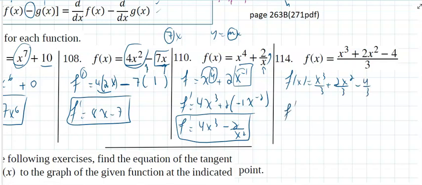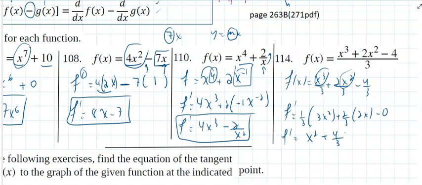And when you take a derivative, I ignore the 1/3, that's a constant. Bring the power down, subtract 1 from the power. Bring the power down, subtract 1 from the power. And derivative of a constant is 0. So the derivative will be x squared plus 4 thirds x, or 4x over 3, that's saying the same thing.